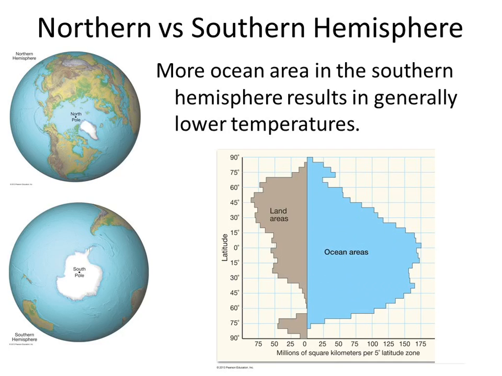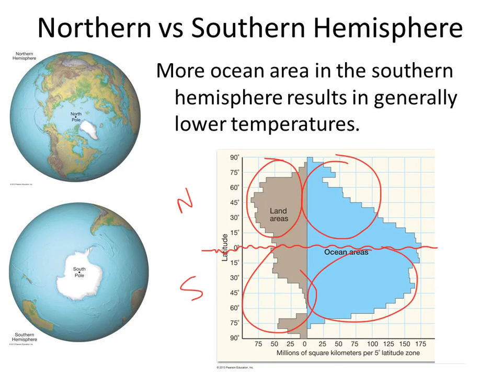This is a figure from your textbook that looks at both hemispheres. To make sense of it, you have to find the equator, which is here. So basically they're saying in the northern hemisphere there's more land and less ocean. In the southern hemisphere there's less land and more ocean.